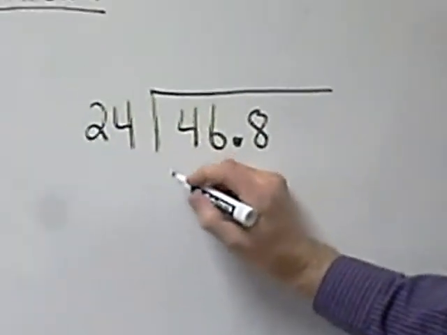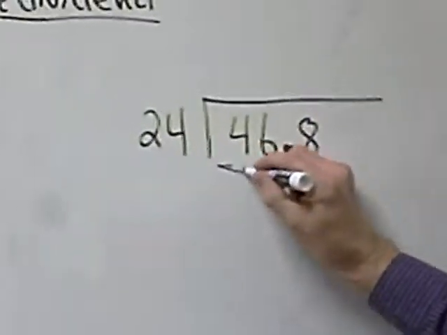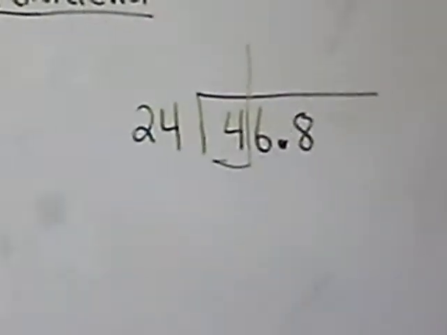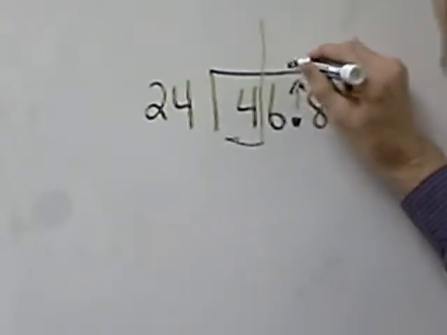All right, so the first question I have to ask is, how many times does 24 go into 4? It doesn't. Actually, first thing I should do is go ahead and bring up my decimal point.